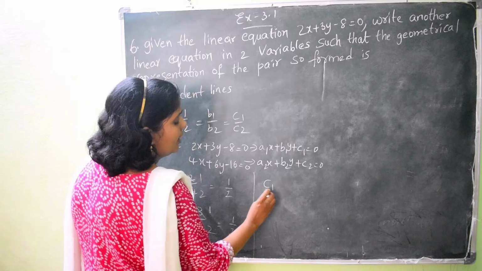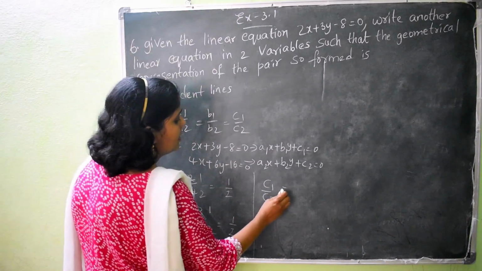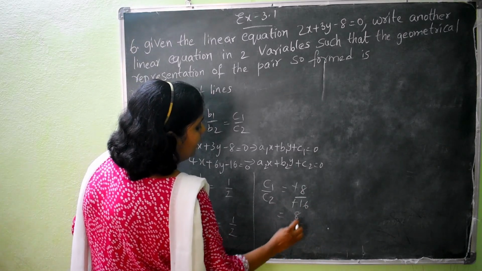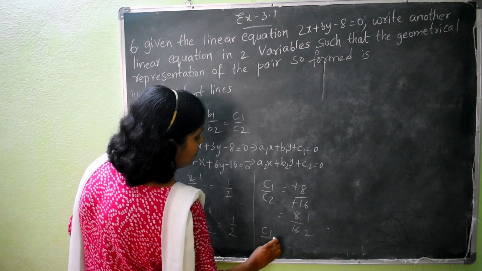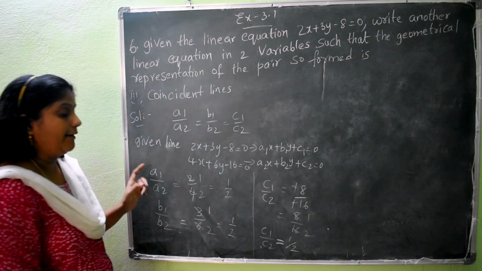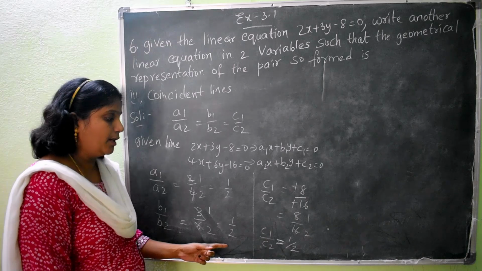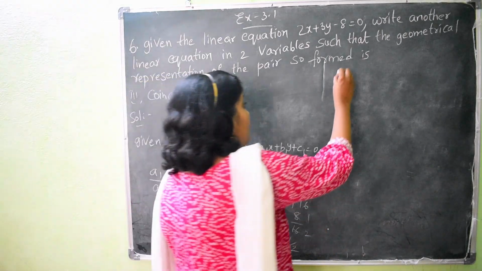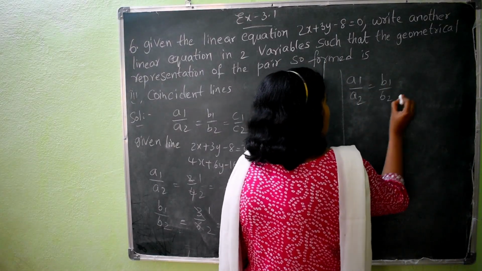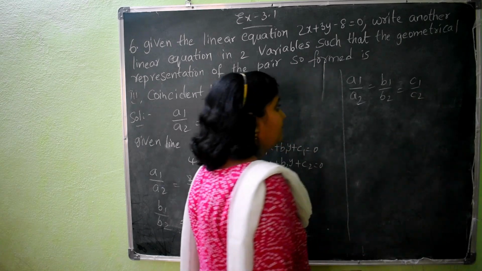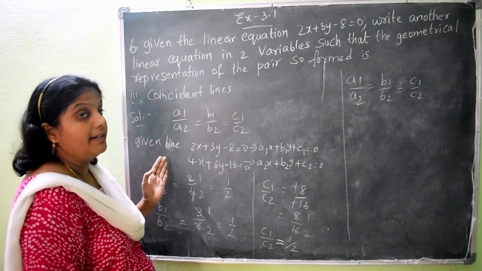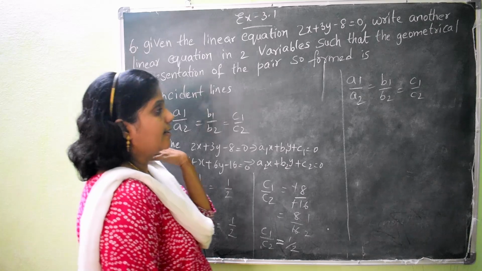Now what is c1 by c2? c1 is minus 8, c2 is minus 16. Minus minus gets cancelled, 8 by 16. 8 1s are 8 and 8 2s are 16. So c1 by c2 is how much? 1 by 2. So a1 by a2 is 1 by 2, b1 by b2 is 1 by 2, c1 by c2 is also 1 by 2. Then a1 by a2 is equal to b1 by b2 is equal to c1 by c2. So our condition is satisfied. Therefore, the given pair of linear equations are coincident lines.